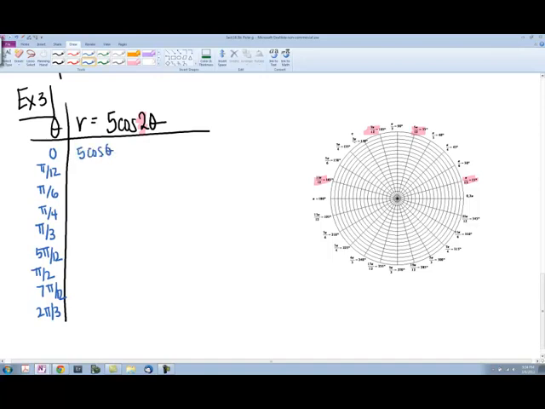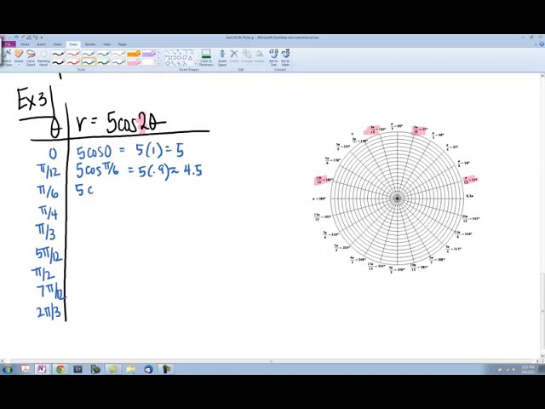5 cosine theta, 5 cosine 0. Now what happens when we plug in the pi over 12? Why did I ask you to plug in the over 12s? Because this is a multiple angle, cosine 2 theta. This becomes 5 cosine pi over 6, which is now something you can do on your unit circle. So cosine pi over 6 is our 0.9, so then we have 4.5.